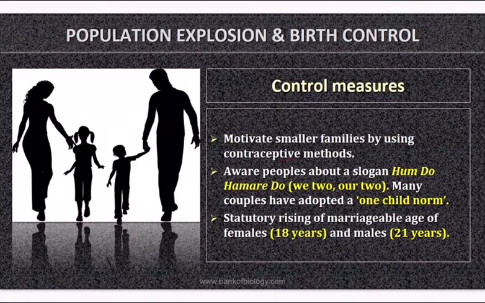Aware people about a slogan, that is, previously of course it was there by Government of India, hum do hamare do, we too, ours too. But this doesn't work now. It is hum do hamara ek. And many couples have adapted a one child norm. This is the need of the hour, one child norm.